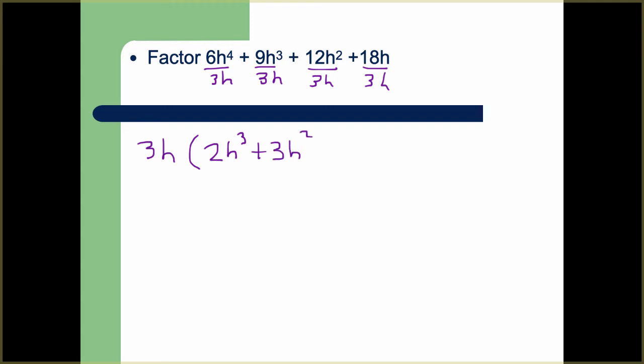Then 12 divided by 3 is 4. h squared over h is h. And 18 over 3 is 6. And h over h goes to 1. So we are left with this.